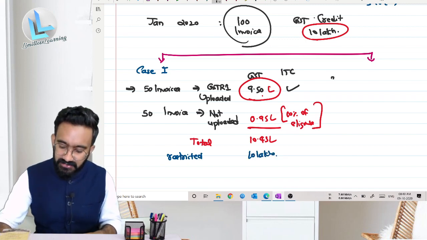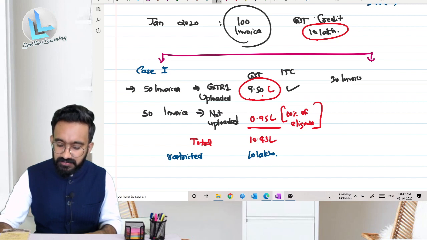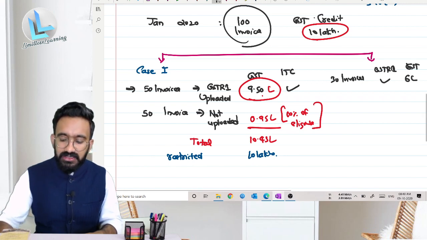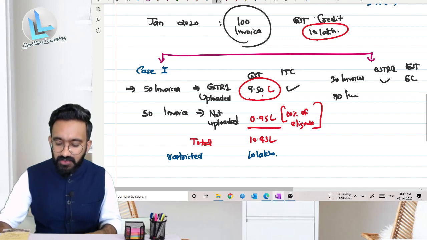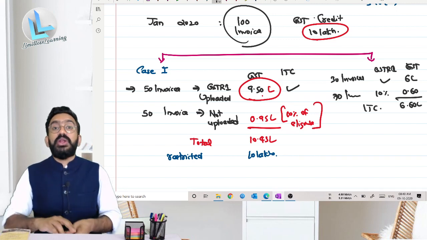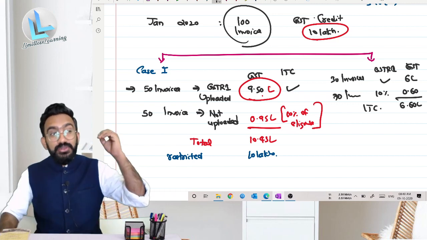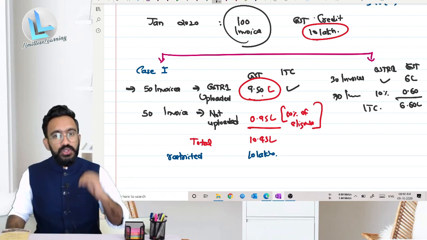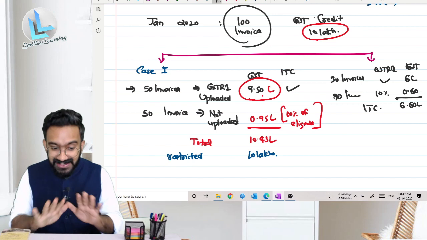Suppose they have 30 invoices available in GSTR 1, which is having a GST of 6 lakh. For the balance 70 invoices, you can take only 10% additional, which is 0.6 lakh. So your credit would be 6.6 lakh. Balance credit you cannot avail in this month. You will have to wait for it to be reflected in your GSTR 2A for you to take the credit. So this is the provision that we have.